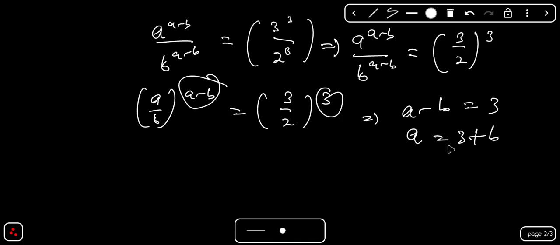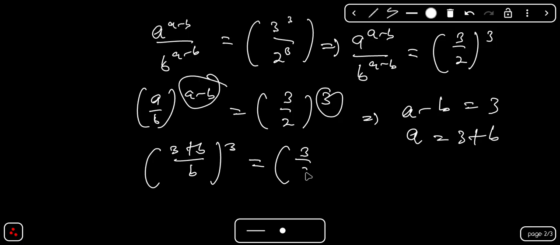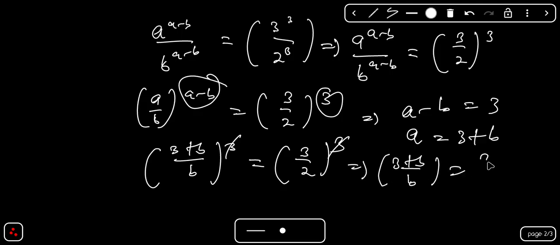Okay, so if a is equal to 3 plus b, so I'm going to have 3 plus b over b raised to the power of, so I already say a minus b is 3, so we are going to have raised to the power of 3, then over 3 over 2, then raised to the power of 3. So we can see we cancel out 3 here. So what you have now is 3 plus b over b equals 3 over 2.